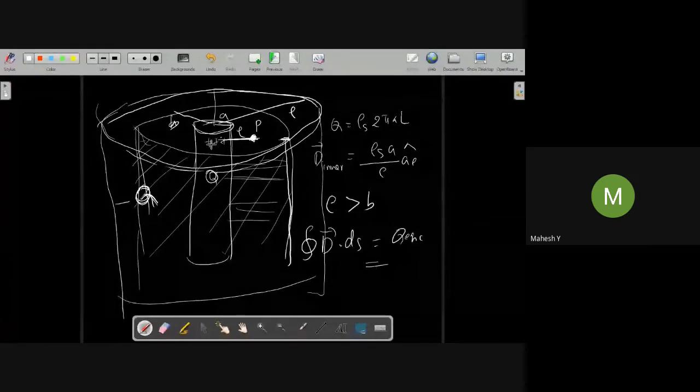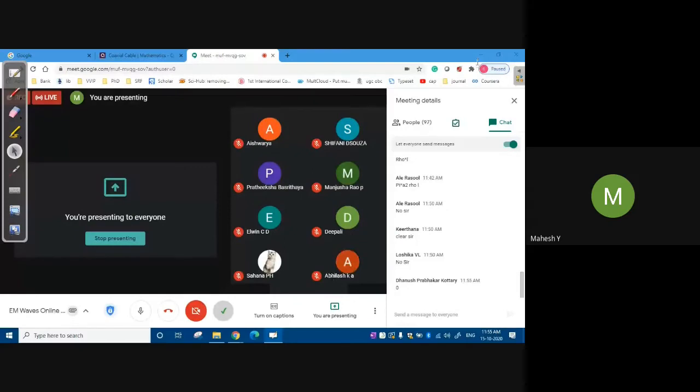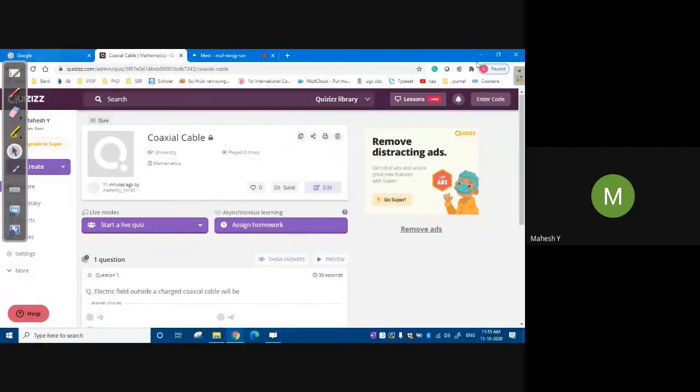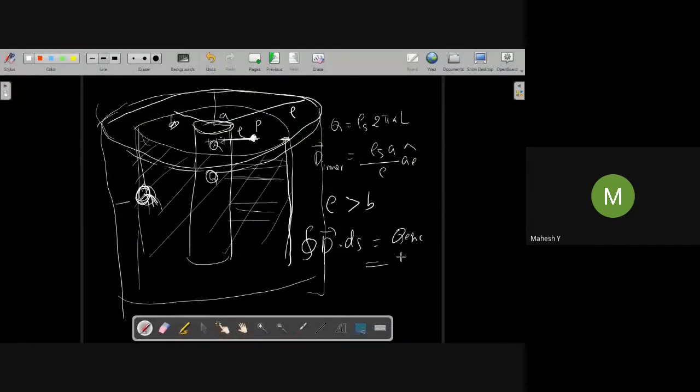I said the inner has Q as the total charge. This will induce a minus Q charge in the outer cylinder. What is the value? Total charge enclosed is 0. Very good, yes. Here the total charge enclosed is 0 because you have a plus Q and a minus Q.